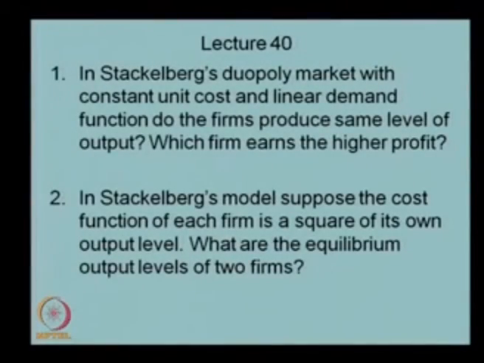This is the exercise for lecture 40. In Stackelberg's duopoly market with constant unit cost and linear demand function, do the firms produce the same level of output? Which firm earns the higher profit? So this is a question about Stackelberg's duopoly model.